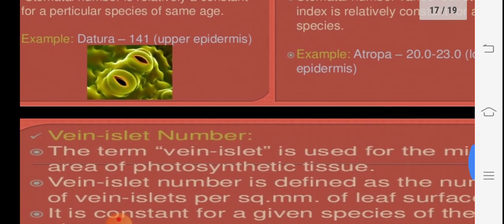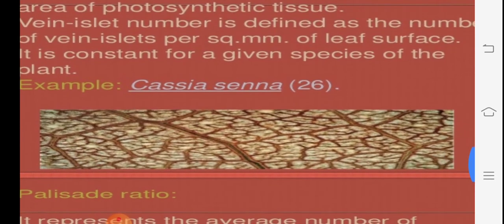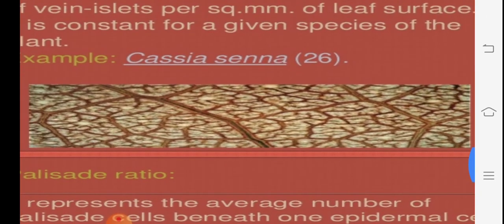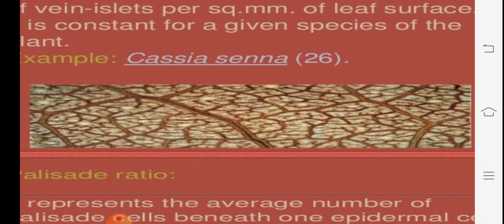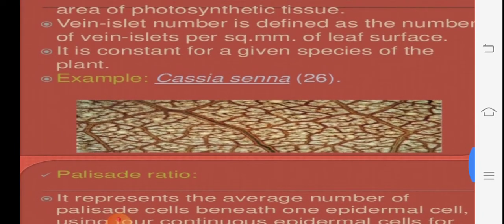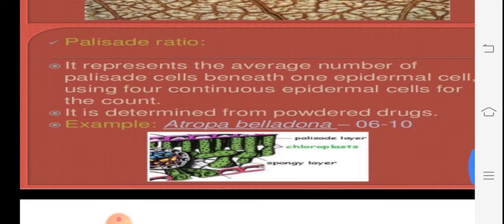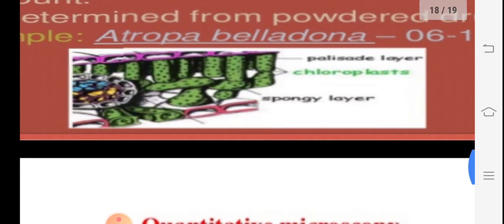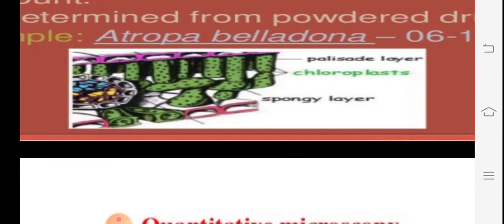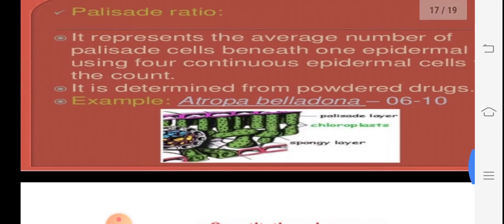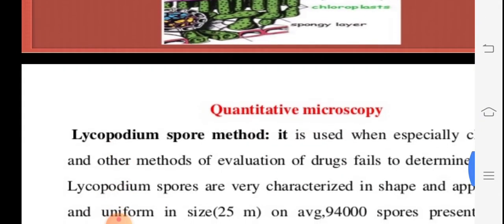Total number of stomata per square millimeter. Good examples are Atropa. Palisade ratio, what is the meaning of palisade? Just see, this is the correct mounting in Cassia senna, 26. Each cell is to be counted, so this is one character. Then palisade is present. I have selected this diagram: upper epidermis, then palisade, with chloroplasts present in the palisade, and the spongy layer. Both together are called mesophyll tissue, right?